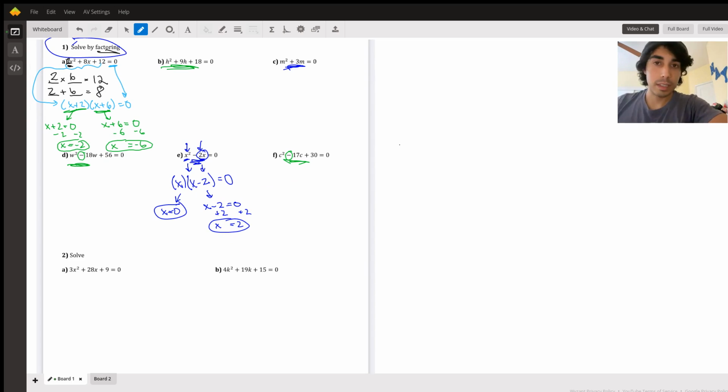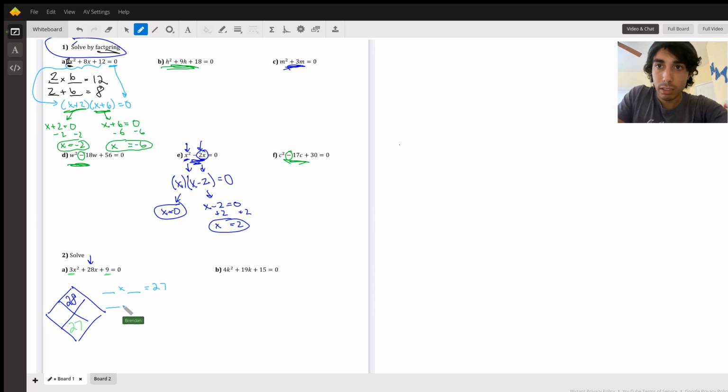All right. So same type of idea, except this time A is not 1, so we've got to do the diamond in the box method. Remember, the first thing we do with these problems, we're looking to factor them, right? So we're going to make our diamond here. And if you remember, up top goes B, so it's going to be a 28 up top. And then down at the bottom, it is A times C, 3 times 9, 27. So that tells us we're looking for two numbers. We want to multiply to 27 and add to 28.